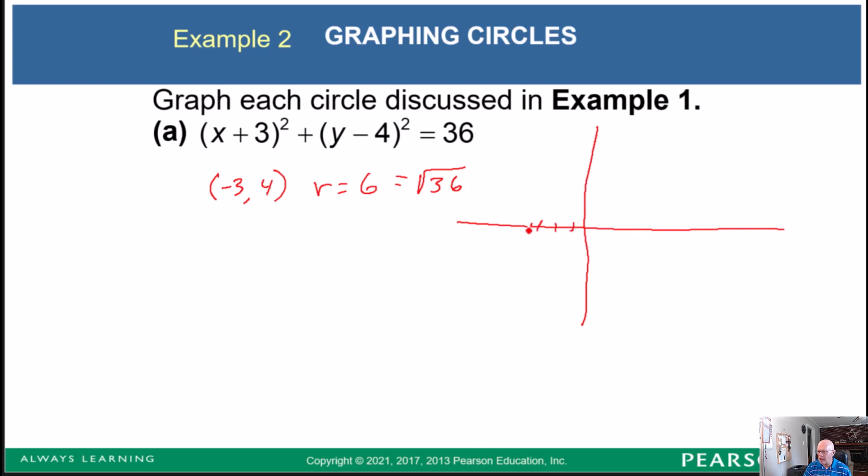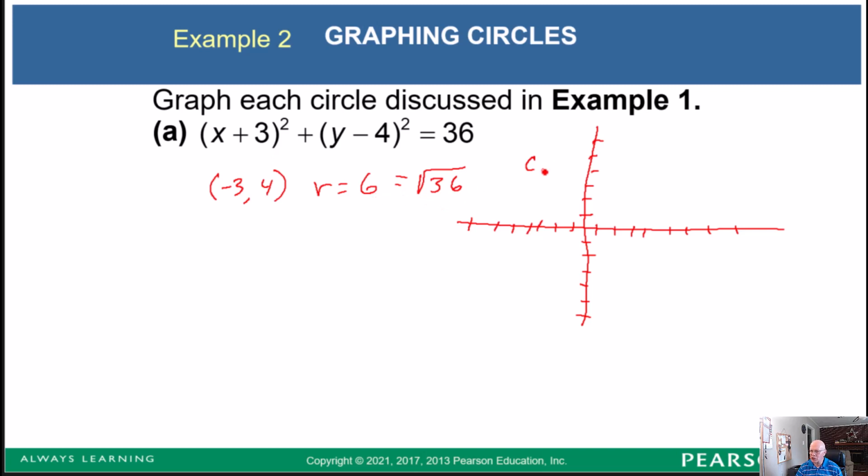Okay, this is not the best, but so negative 3, 4. Let's put some hash marks on here. Maybe I need some graph paper to throw in these. I'll have to see about that. Okay, negative 3, 4 is the center. So negative 3, 1, 2, 3, 4, 1, 2, 3, 4. There is the center. Now we have the radius of 6.